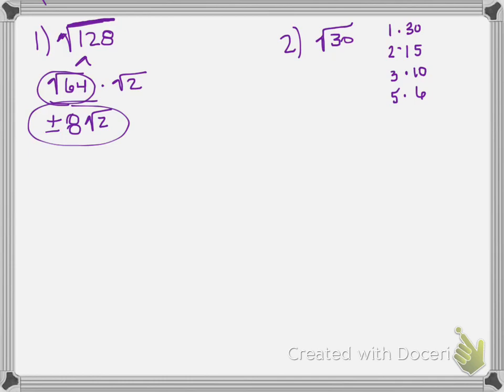In all of these factors, none of these numbers are perfect squares. None of these numbers are on my list of numbers that I made at the beginning of notes. And so what that tells me is that this cannot be simplified. So square root of 30 is as simple as it gets. Okay?